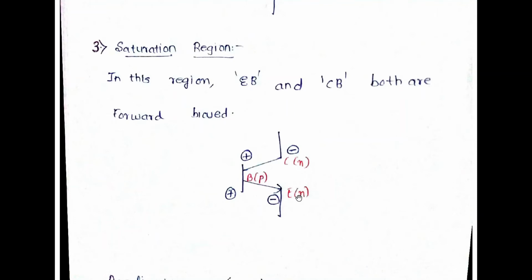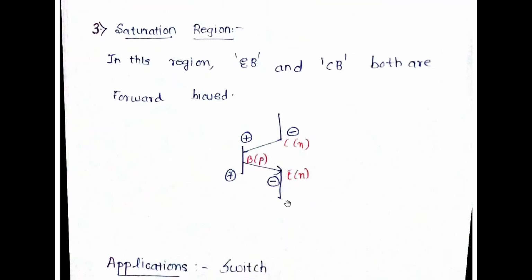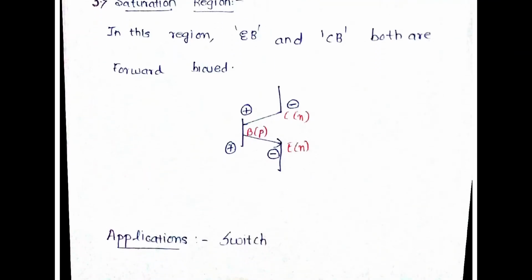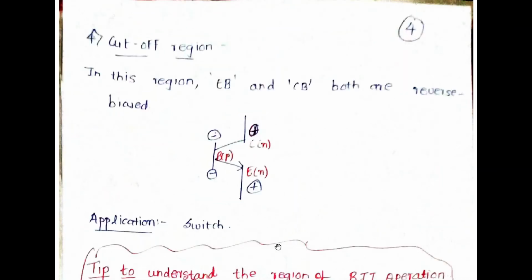So okay, both of them are forward biased. The C being negative is the negative part, B being the positive is the positive part. Again, the EB has to be forward biased, therefore the B is positive and the E is negative. The application of a BJT operating in saturation region is nothing else than a switch.